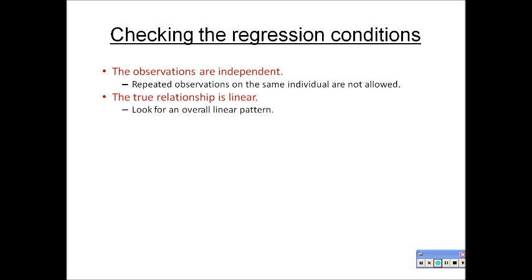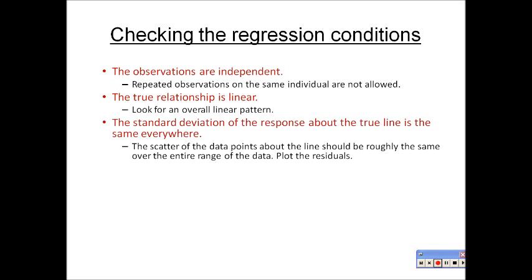The true relationship should also be linear. You should look for an overall linear pattern. This could be through a residual plot, or by checking the linear regression or R value. The standard deviation of the response about the true line is the same everywhere. The scatter of the data points about the line should be roughly the same over the entire range of the data. You can test this by plotting the residuals. When you plot the residuals, you should make sure that the data points are scattered and there is no evident pattern in the display of the residuals.